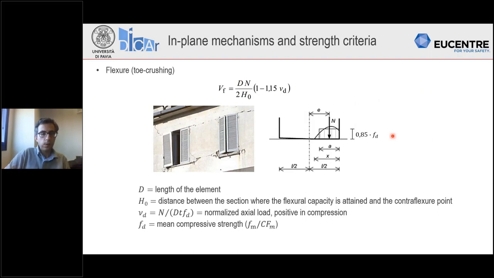Regarding the flexural mechanism, Eurocode 8 is saying that the corresponding strength is given by this expression as a function of d, which is the length of the element, the axial load N, h0, which is the distance between the section where the flexural capacity is attained and the contraflexure point, and as a function of this parameter, which is the normalized axial load, which depends also on the mean compressive strength, fd, of masonry, which is reduced accounting for the confidence factor.